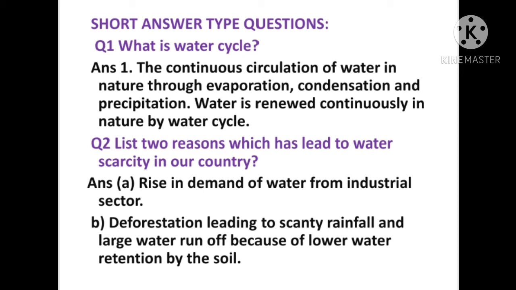Question 2. List two reasons which have led to water scarcity in our country. Answer is rise in demand of water from the industrial sector. Different industries use water, so there is a demand for water. Second is deforestation leading to scanty rainfall and large water runoff because of lower water retention by the soil. So these are two reasons which have led to water scarcity in our country.